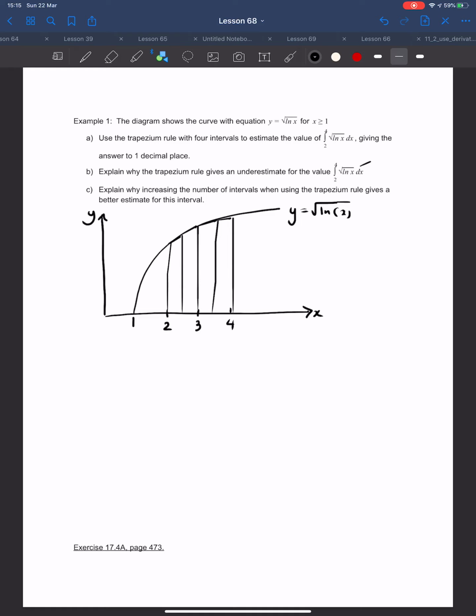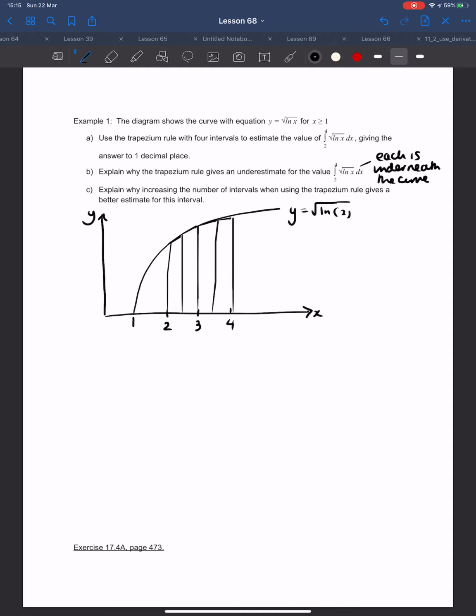It's because the curve is concave down. So each trapezium is underneath the curve. So the area we calculate is going to be slightly less than the correct area.